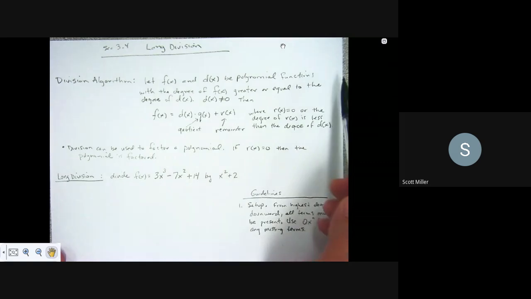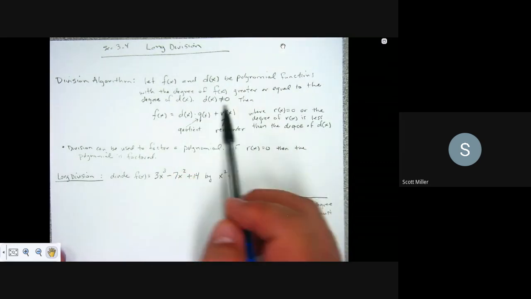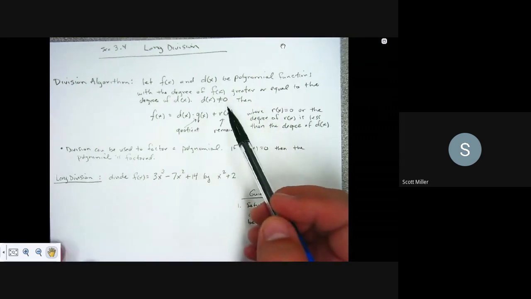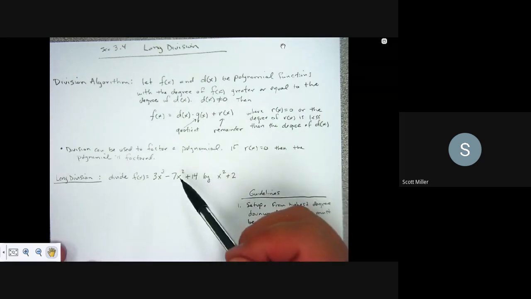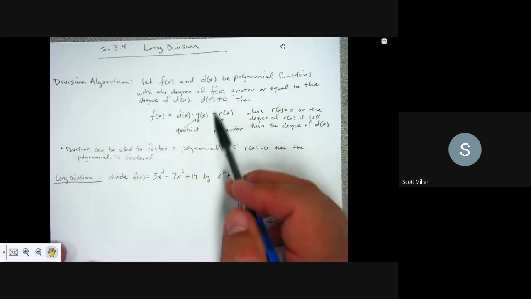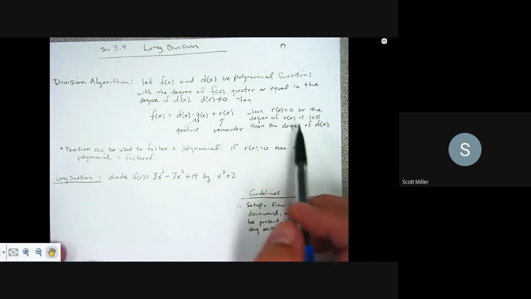And they're polynomial functions. The degree of f is greater than or equal to the degree of d, and d can't be 0 because you can't divide by 0. When that happens, when I divide f of x by d of x, I end up getting a quotient and a remainder. So f of x will be equal to the divisor times the quotient, plus any remainder that might be there. R is the remainder, and you know you're done when the remainder is equal to 0 or a degree that is less than the degree of d. This is what this is all saying.